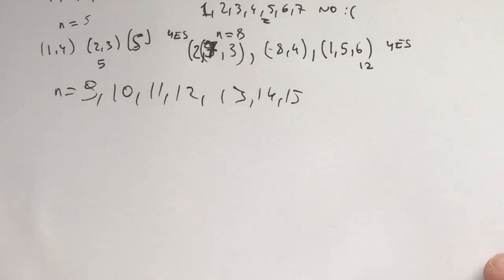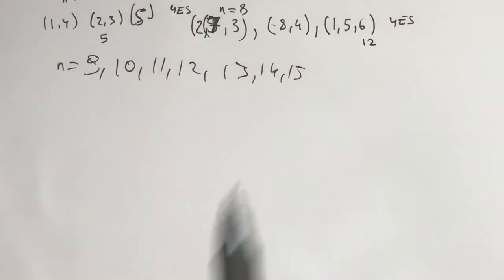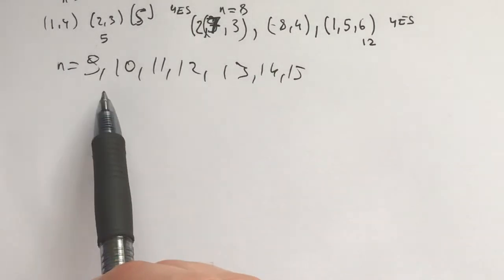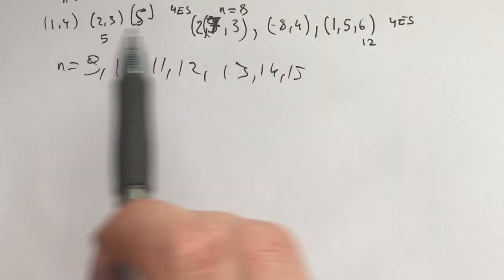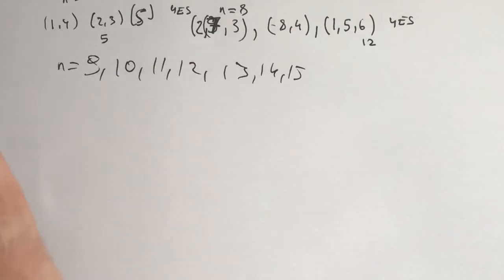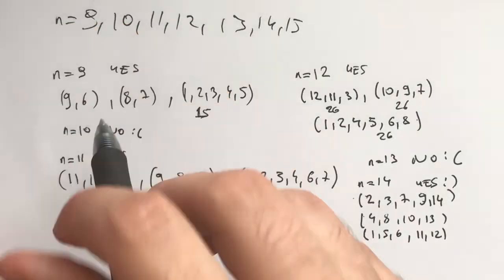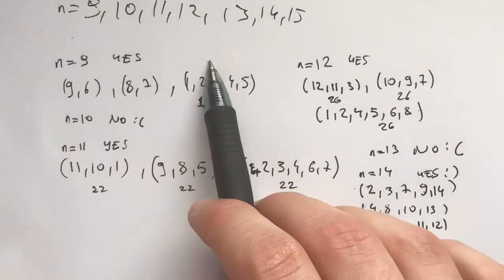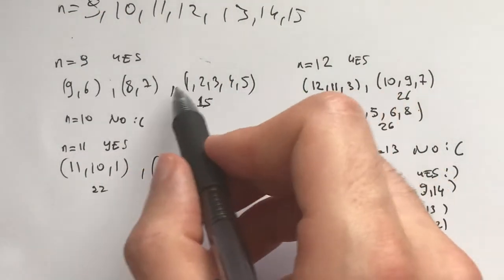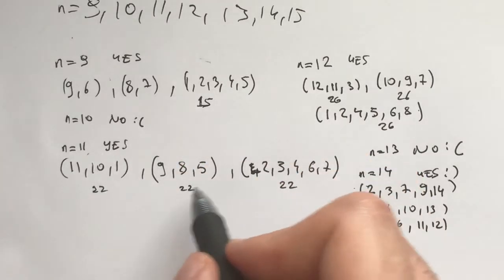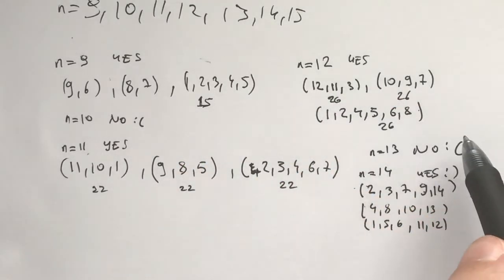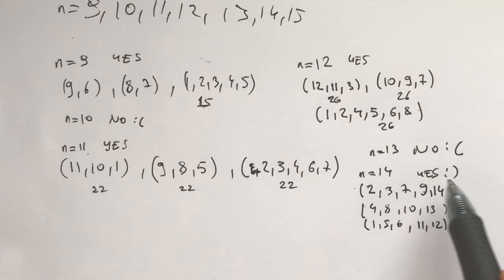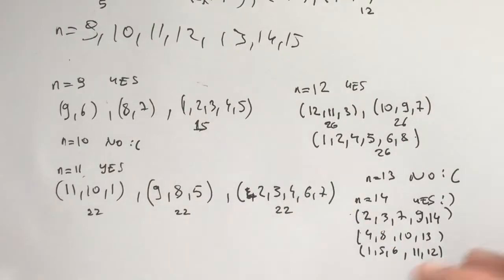Now, if you still have no idea how you would solve this or what the solution is, I invite you to take another 5 to 15 minutes and play around with these. That's what we're going to be doing now. So what we get is this thing right here. We get n equals 9 is yes, we get 15 in each group, 11 yes, 22, yes for 12, no for 13, 14 yes again. And now for 15 we also get a yes.